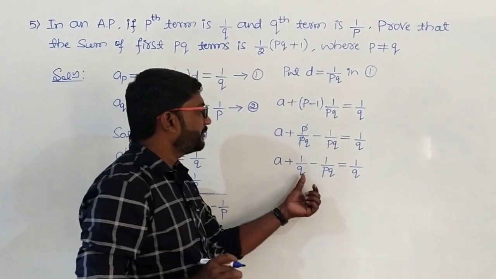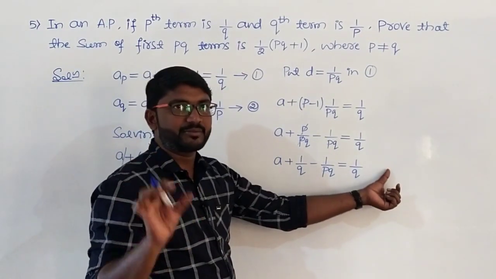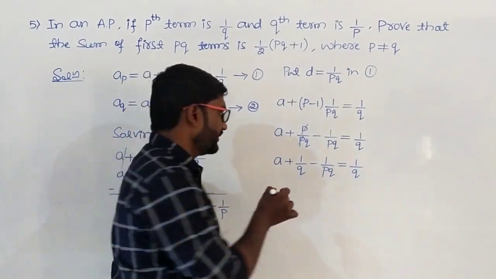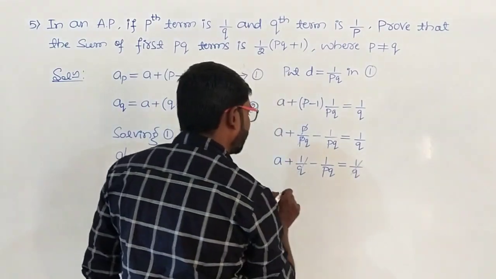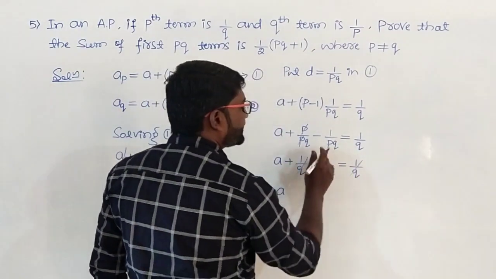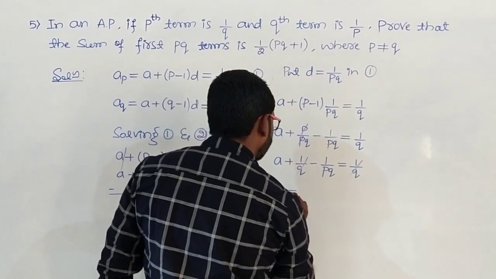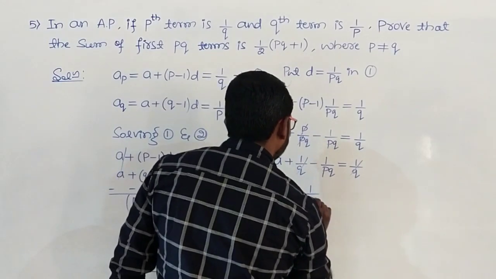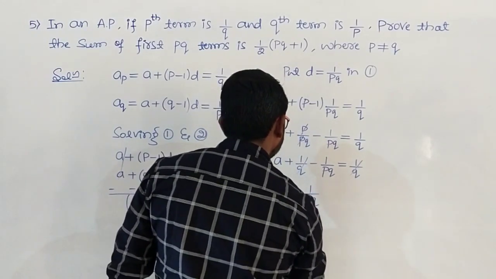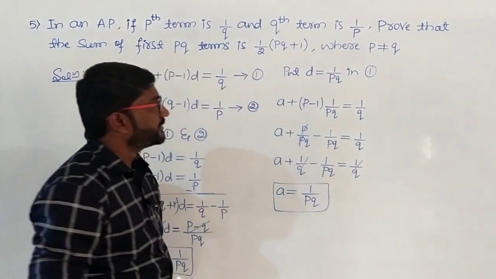So here you take 1 by Q to the RHS, it becomes minus 1 by Q. Both get cancelled, we get 0. So here 1 by Q and 1 by Q get cancelled. And then I take this minus term to the RHS, it becomes positive. We get A which is equals to 1 by PQ. So we have got the first term as well.